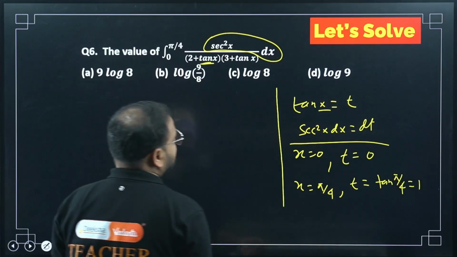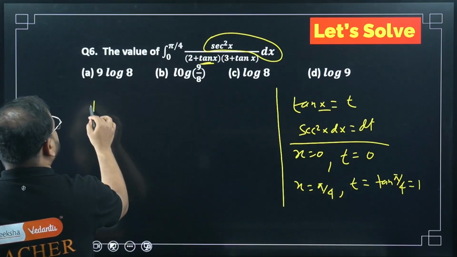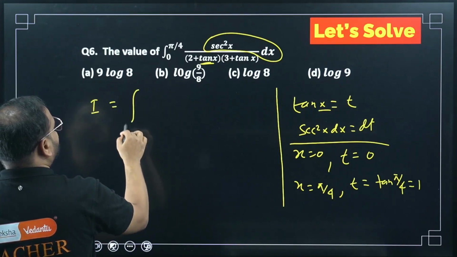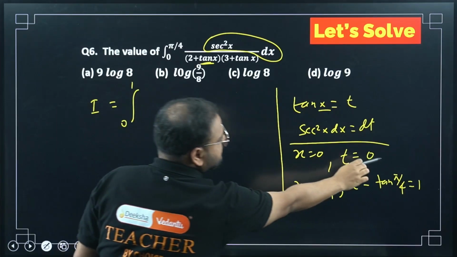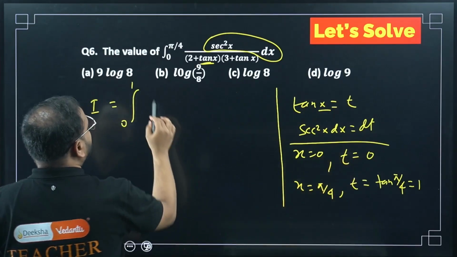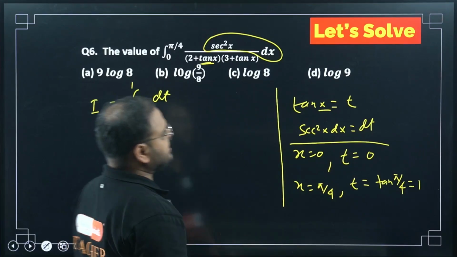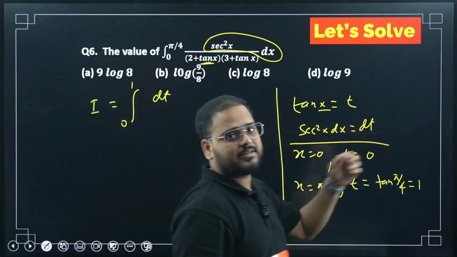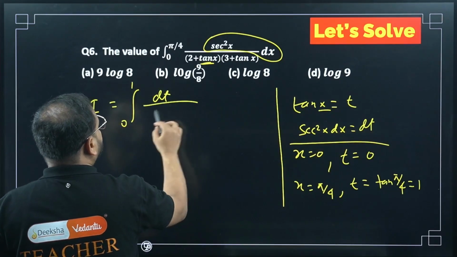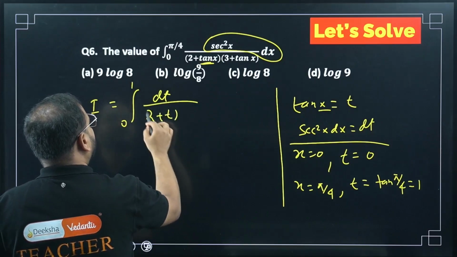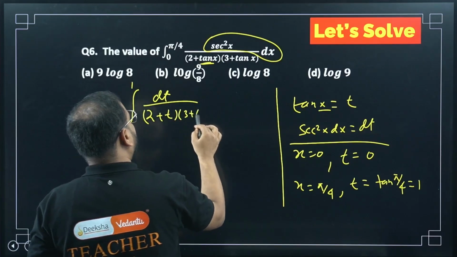So, I can write this integration I as, please have a look, 0 to 1. The limit has changed: upper limit is 1, lower limit is 0. This will be simply dt. How come, sir? Sec squared x dx is dt. And how much is this going to be? Tell me, 2 plus t and 3 plus t. How will you solve this question?